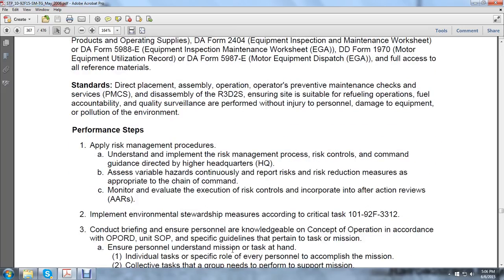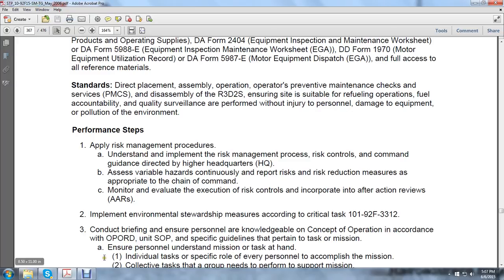Apply the risk management procedure, understanding the implementation of the risk management procedure, risk controls, and command guidance directed by the higher headquarters. Assess the various hazards, continuously report risk reduction measures through the appropriate chain of command, monitor and evaluate execution of risk controls, incorporate them in after action reviews, AARs, and implement environmental stewardship measures according to critical task 101-92F-3312.